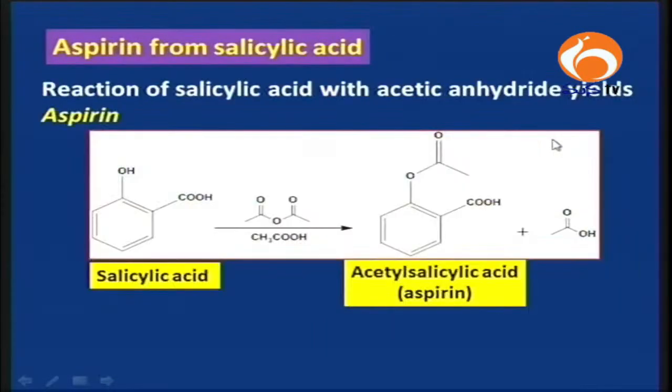We can obtain aspirin from the salicylic acid by the acylation of the hydroxyl group. When we add acetic anhydride in the acetic acid medium to salicylic acid, then the hydroxyl group will undergo acylation and it will form acetyl salicylic acid, popularly known as aspirin.